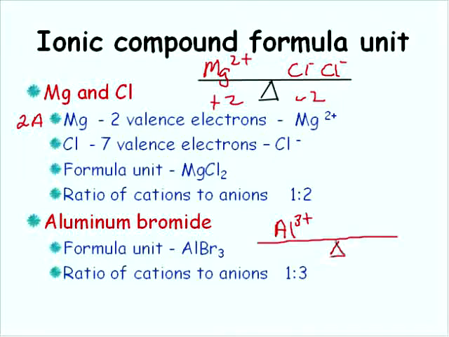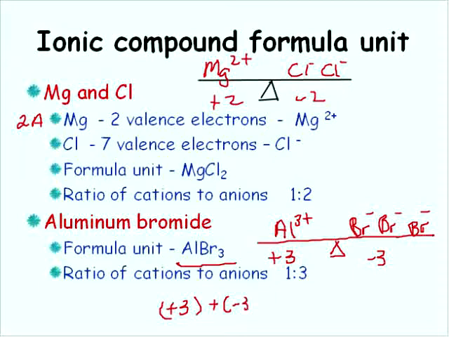Bromine is in group 7A. It's going to have a -1 charge. So we're going to need 3 of these. Have a total of a -3 here, +3 here. And so that's why we have this formula unit, AlBr3. Again, total net charge in the whole thing has to equal 0. +3 plus a -3 equals 0.